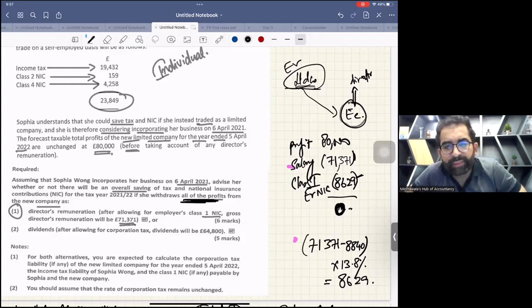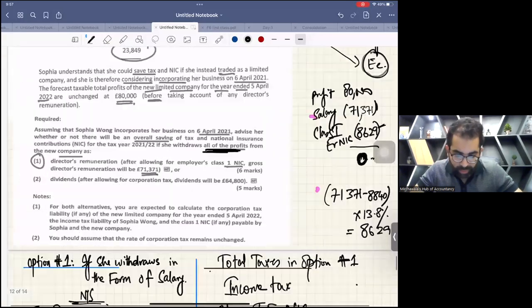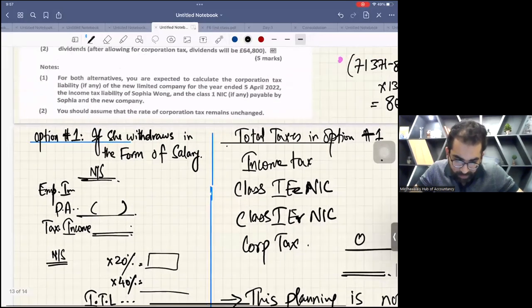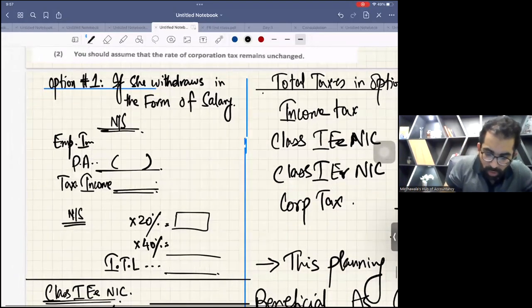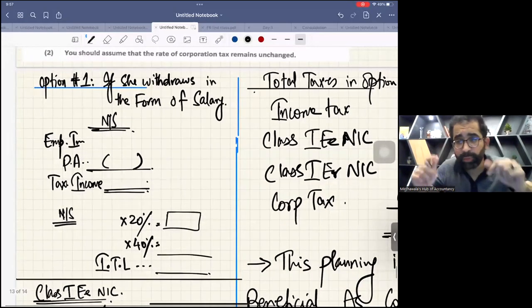Okay. Now let's start with this case. In this case, the salary is 71371. As this is the salary, it's an employment income for Sophia Wong. Let's do it. All of you, please be active. This is the last question, just for the motivation, please.